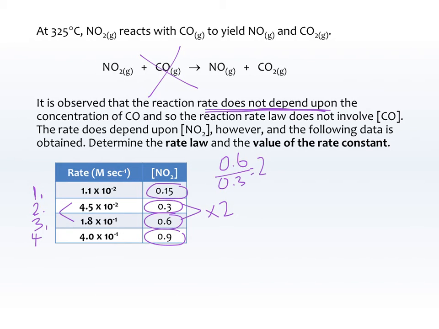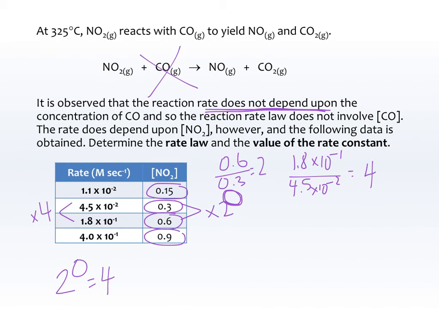So let me look at 1.8 times 10 to the negative 1 divided by 4.5 times 10 to the negative 2, and it turns out that that's equal to 4, which means, let me erase this, get it out of my way, which means that the rate went up times 4 when the concentration went up times 2. So what power would we have to raise the concentration change by to equal the rate change? 2 to the what power is equal to 4? Hopefully you're filling in that blank with a 2.